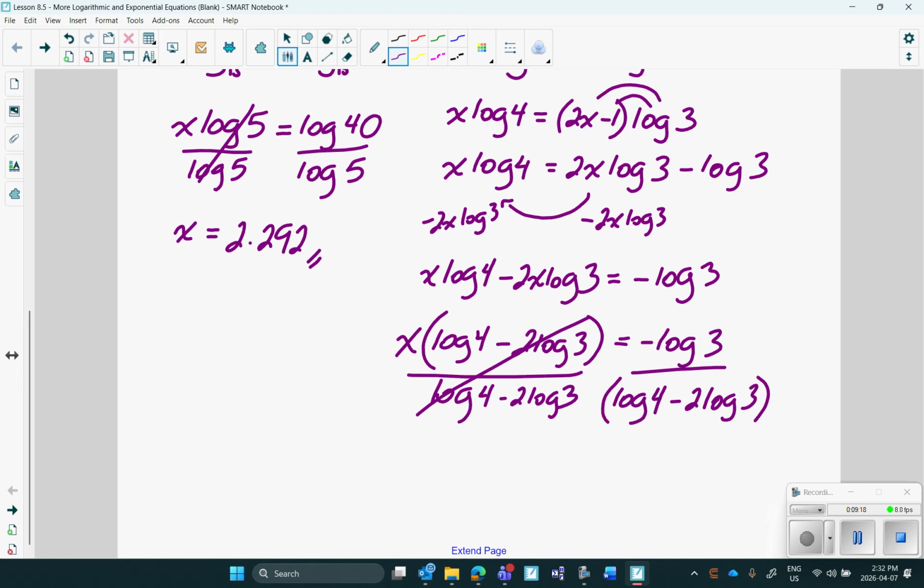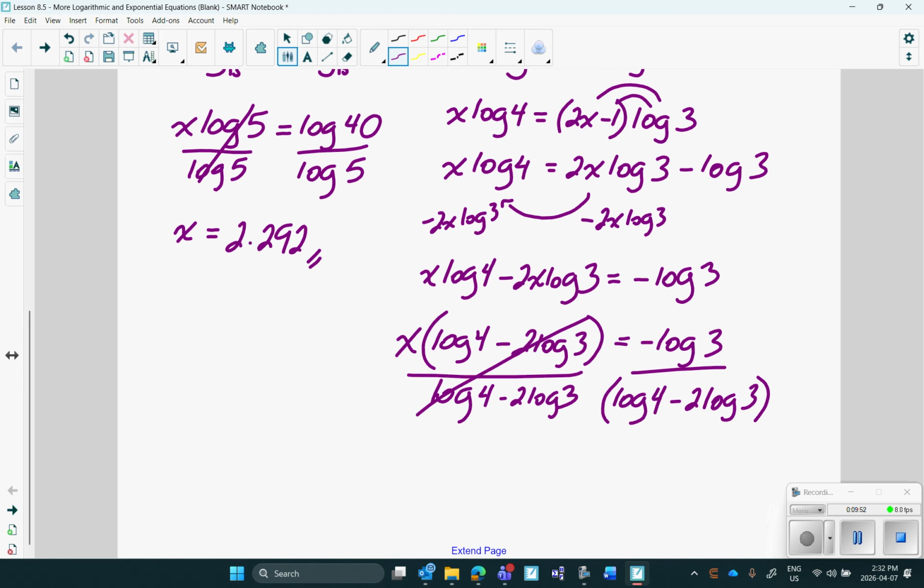So what I do on my calculator is I'm going to do negative log, and then it opens up a set of parentheses for me. I hit 3 and close that set. Then I'm going to divide, and I've got to keep this in parentheses. So I open a set of parentheses, log 4, close the parentheses, minus 2 log 3, close the parentheses, and then close these parentheses.